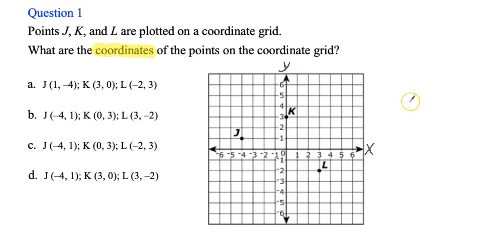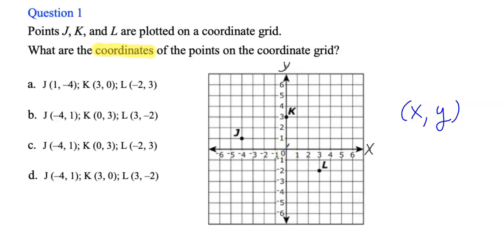Coordinate means x, comma, y. It tells you how to move on this grid. Remember, your x-axis goes across and your y-axis goes up and down. So let's go ahead and find the coordinate of point J. This is how you do it. You're going to start here at 0, right at the origin.